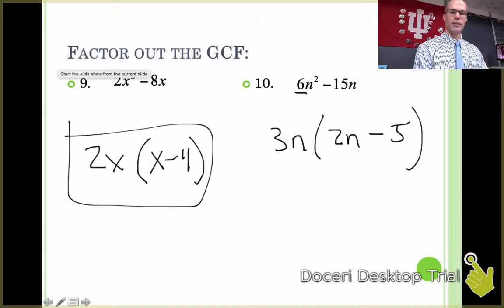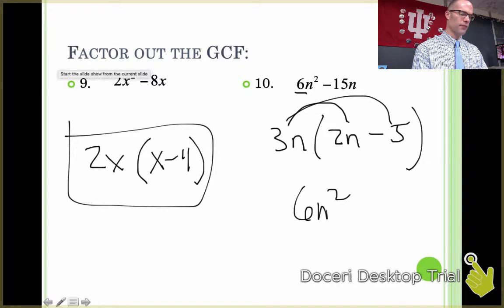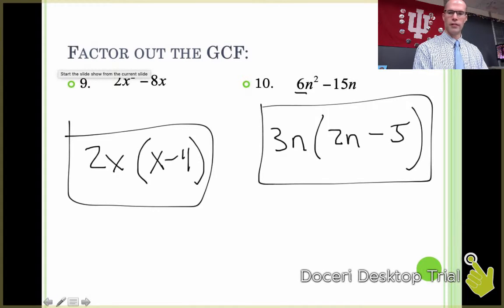So again, remember, if I distribute this 3n back out, I better get my original expression. So what's 3n times 2n? That'd give you 6n squared. 3n times negative 5 gives you negative 15n. So that gives me my original expression. So we're done.